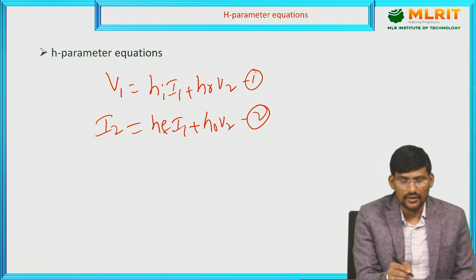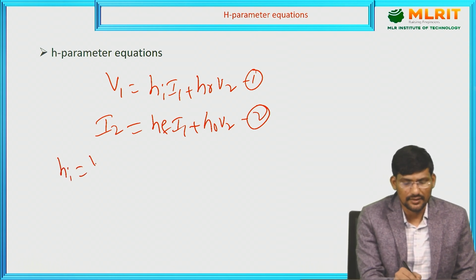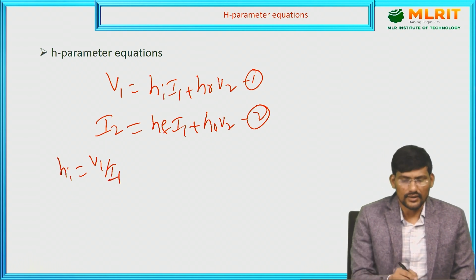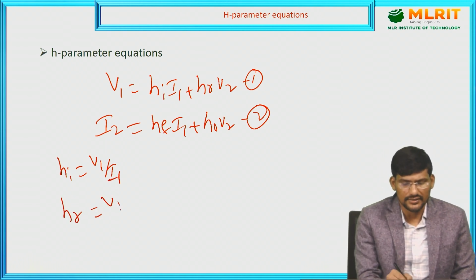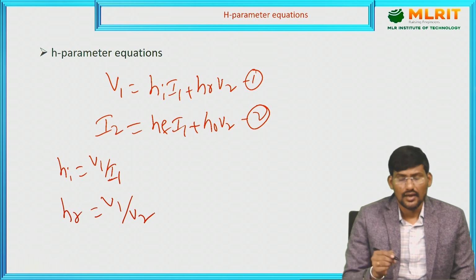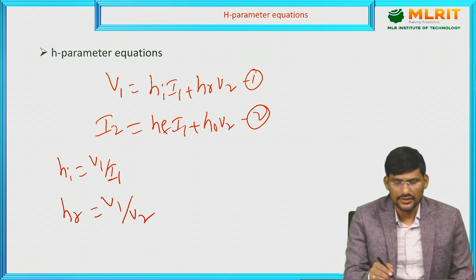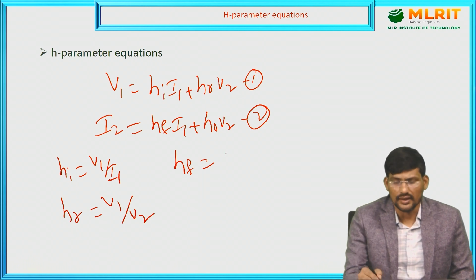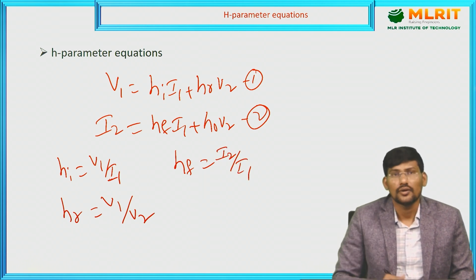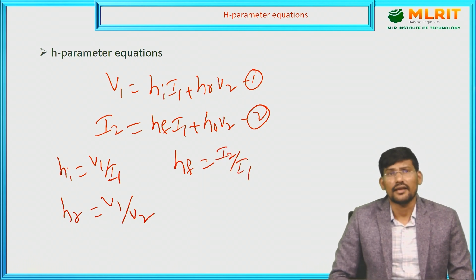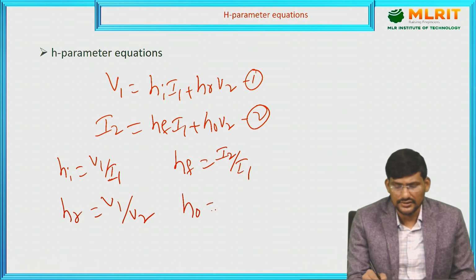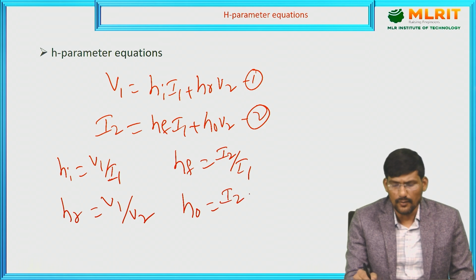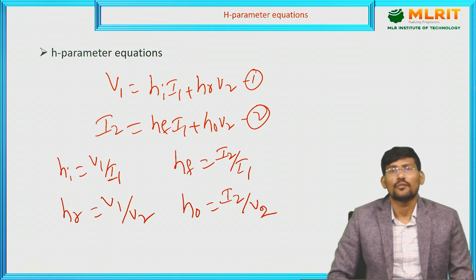The parameters we already discussed. What is HI? HI is the ratio of input voltage to the input current. HR is the ratio of input voltage to the output voltage. Next is forward current gain, HF, defined as the ratio of the output current I2 to the input current I1. Next, H0. What is H0? It is the output admittance, defined as the ratio of output current to the output voltage.